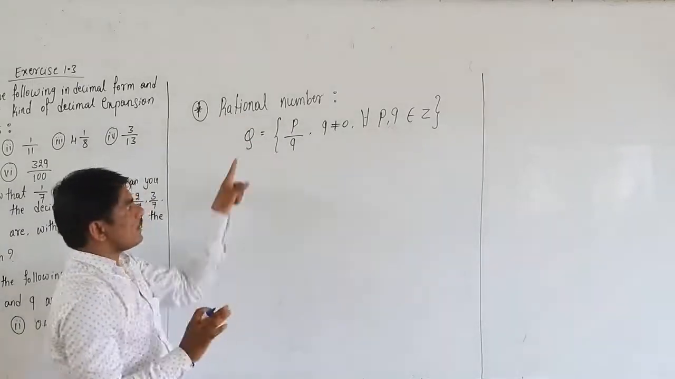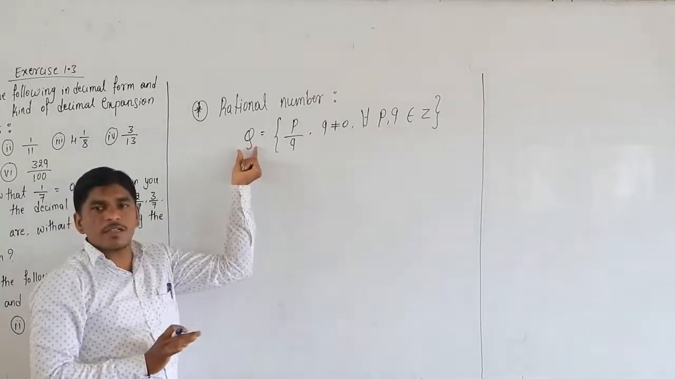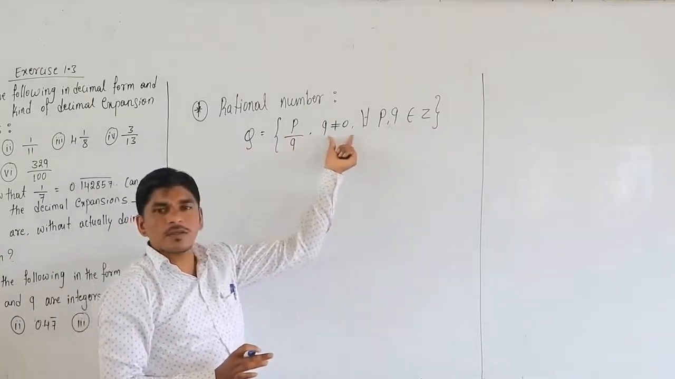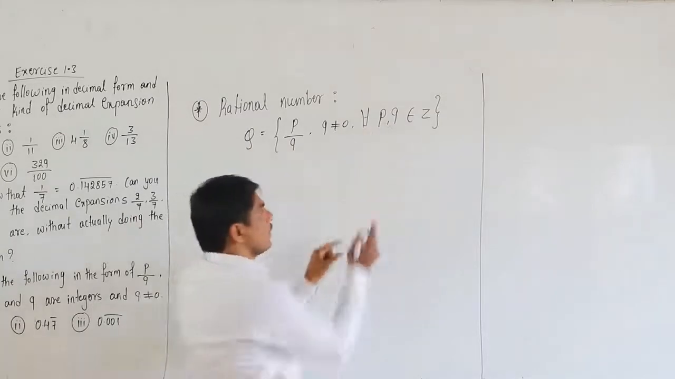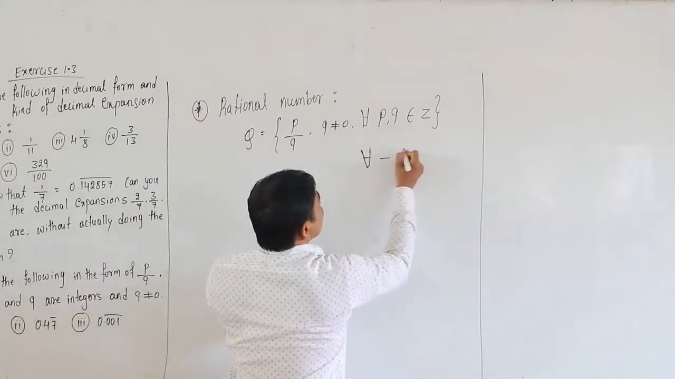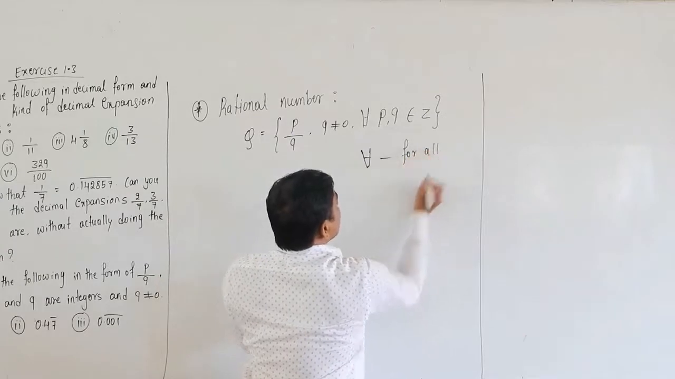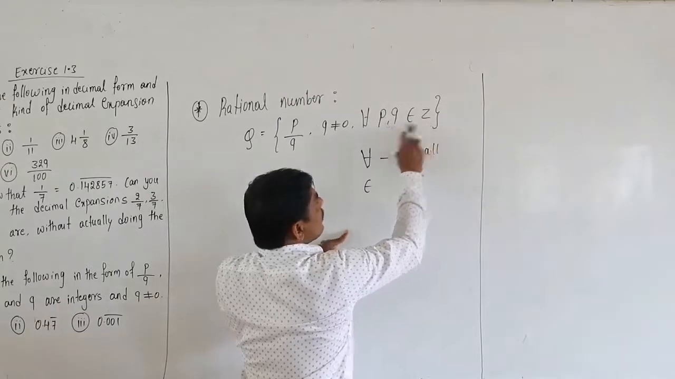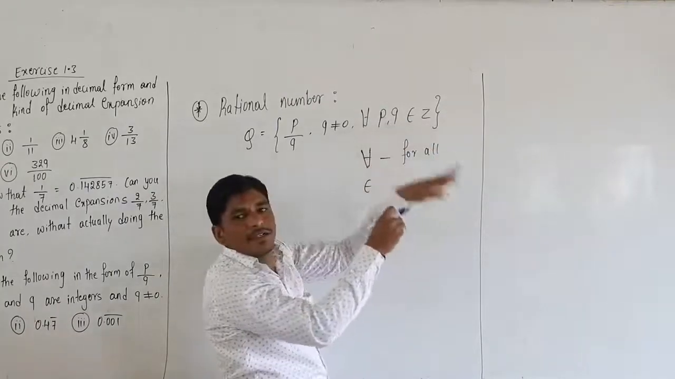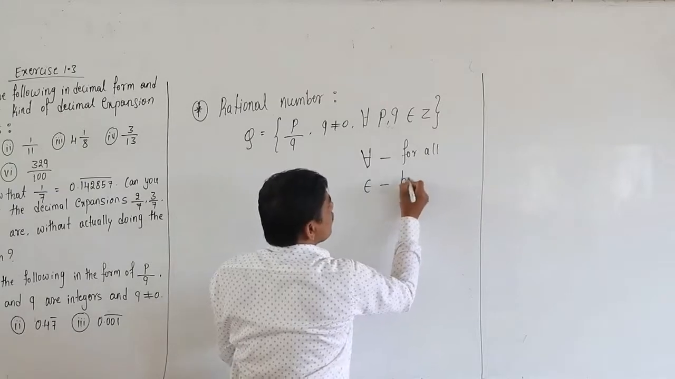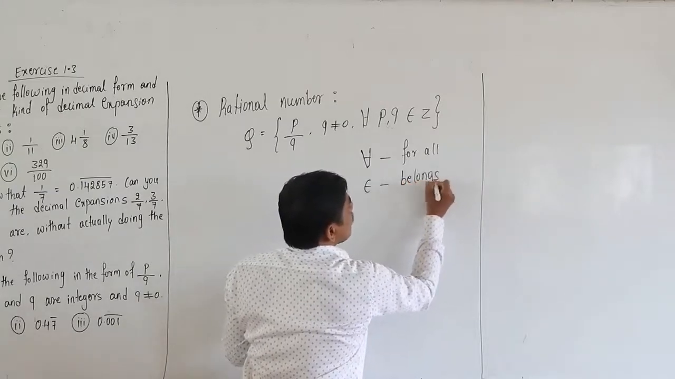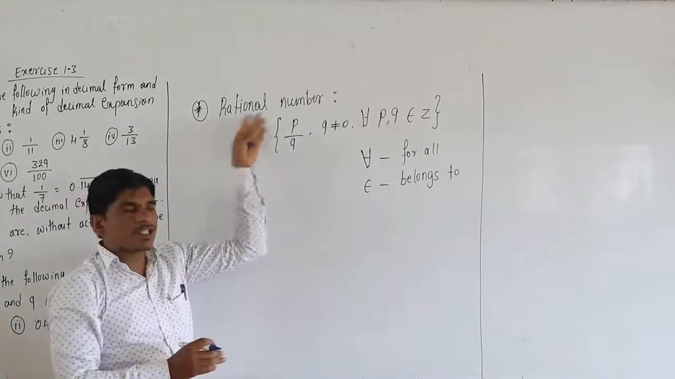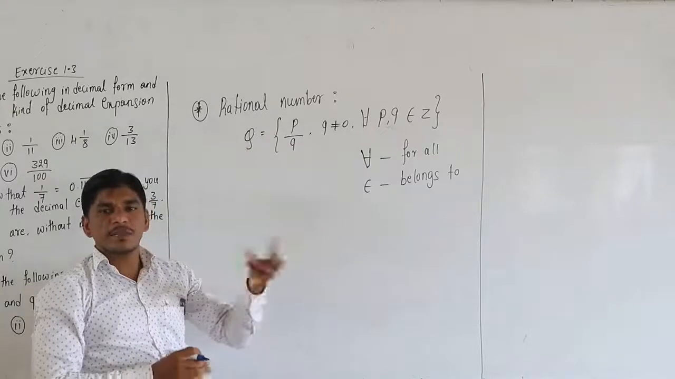Now once again I will explain this point. The rational numbers are denoted by Q. The rational numbers are in the form of p by q, q is not equal to 0, and this symbol is for all. Here p and q belong to the integers. Belongs to means p and q are integers. That's why this symbol is belongs to.